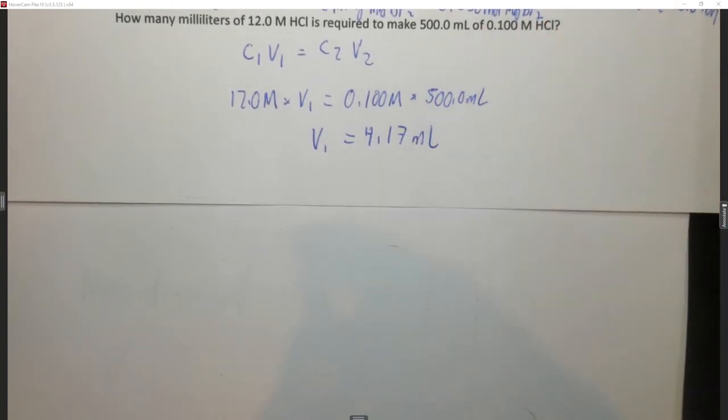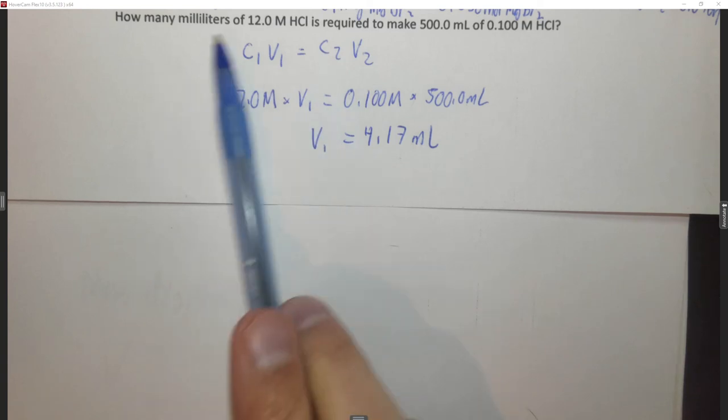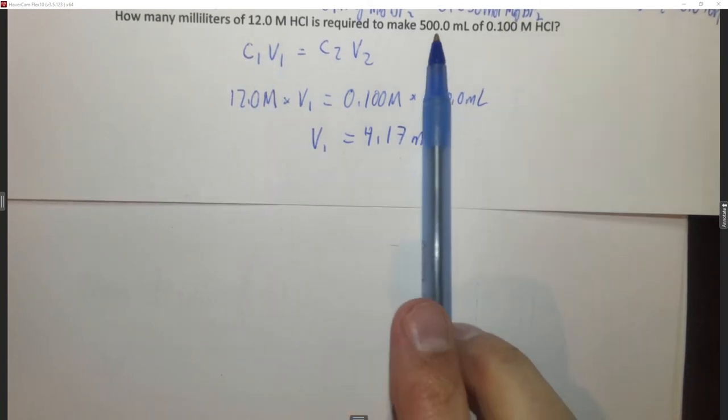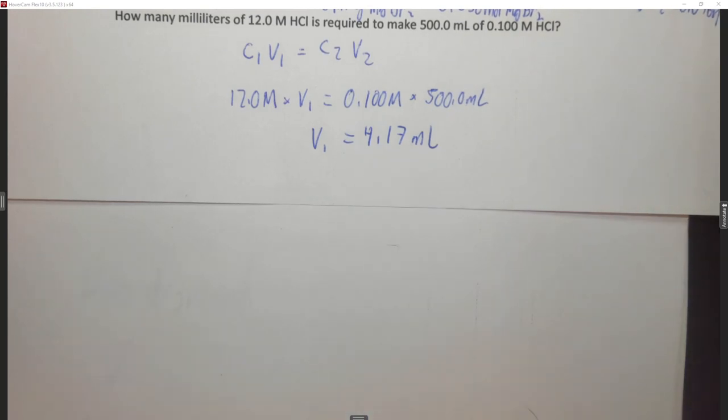milliliters. So when we make HCl in a lab, this is what we purchase, and this is what we often put out for students. So to make half a liter of this, it only takes 4.17 milliliters of our stock solution.